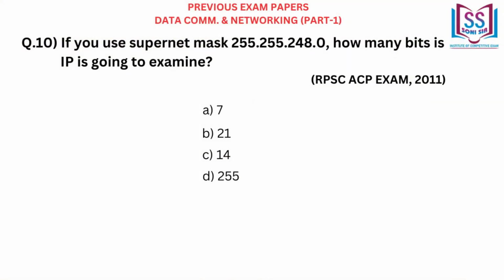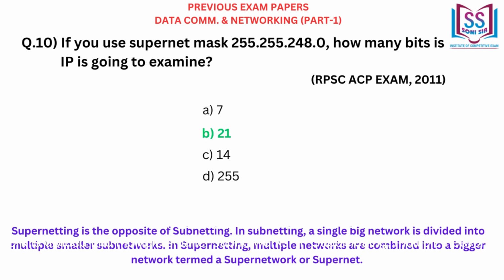If you used supernet mask 255.255.248.0, how many bits is IP is going to examine? A. 7, B. 21, C. 14, D. 255. Correct answer B.